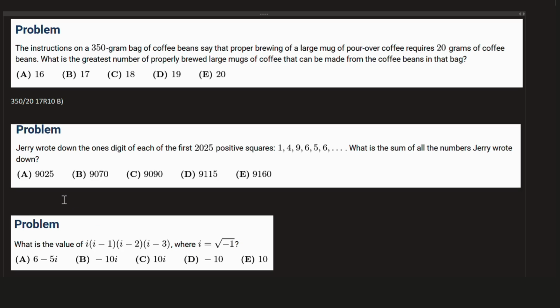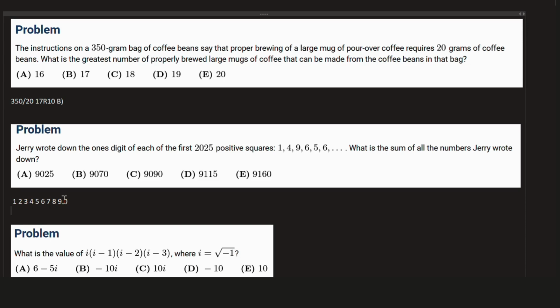Moving on to question 2, we can look at the first 10 numbers mod 10 and their squares. So looking at 1, 2, 3, 4, 5, 6, 7, 8, 9, and then 10 mod 10 is 0, so we'll put that down. We'll square each of these and take their last digits, giving us 1, 4, 9, 6, 5, 6, 9, 4, 1, 0.